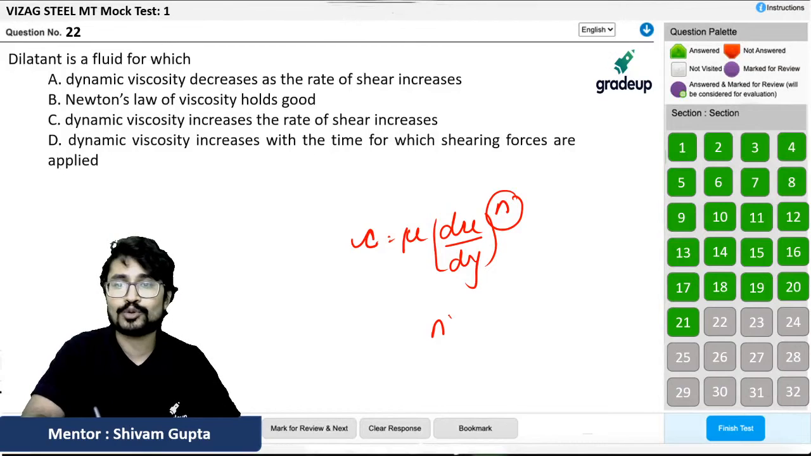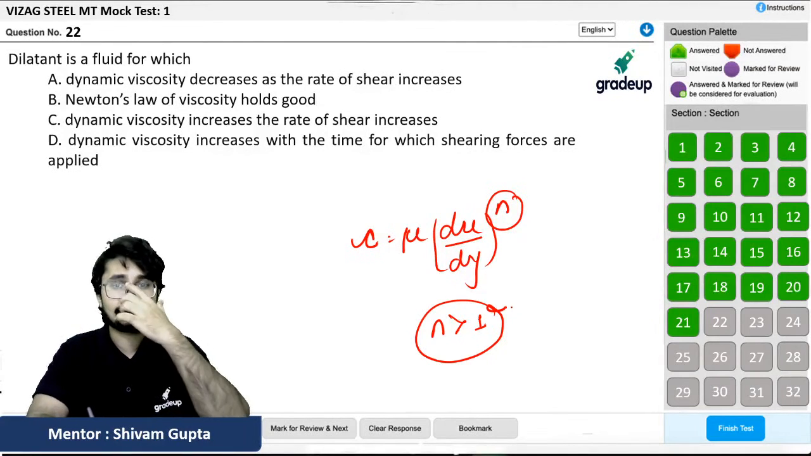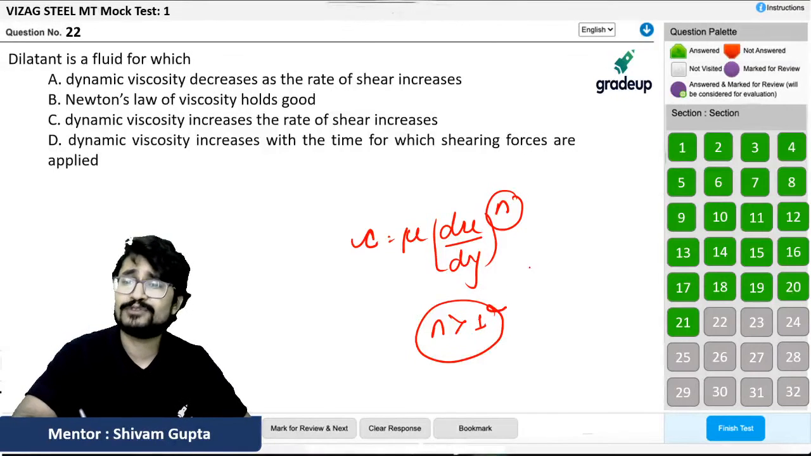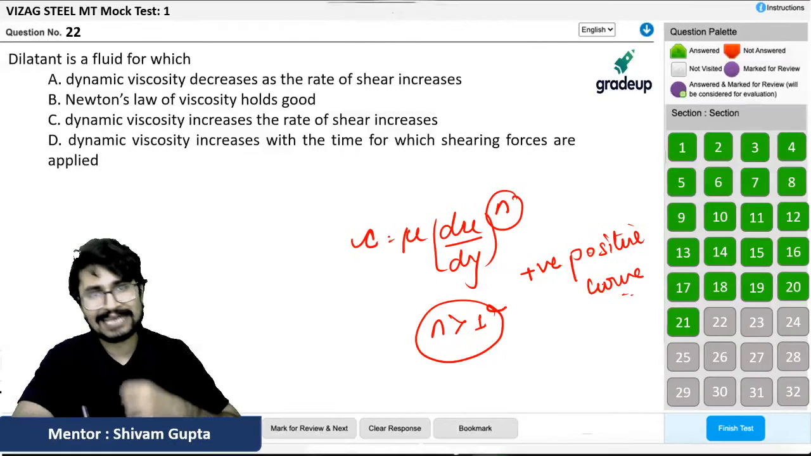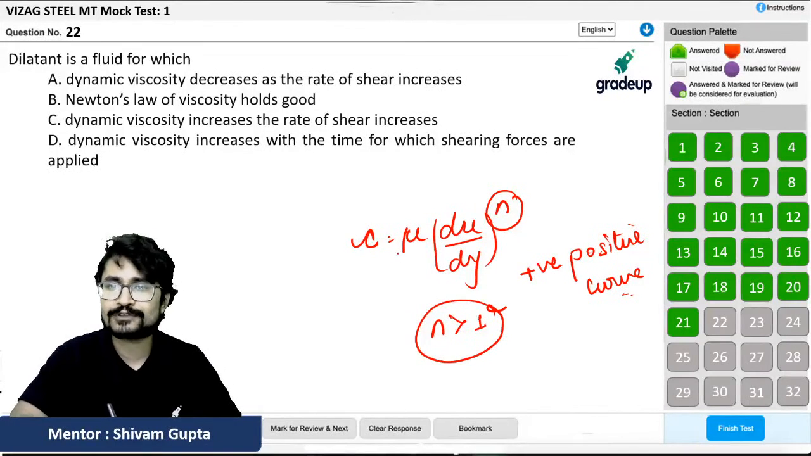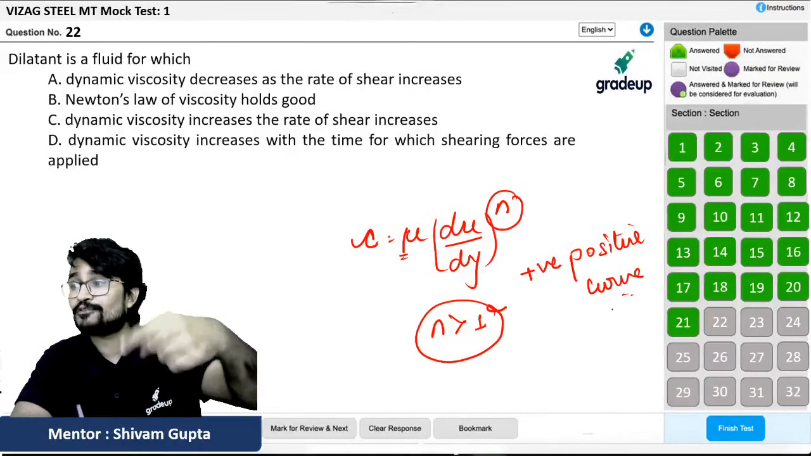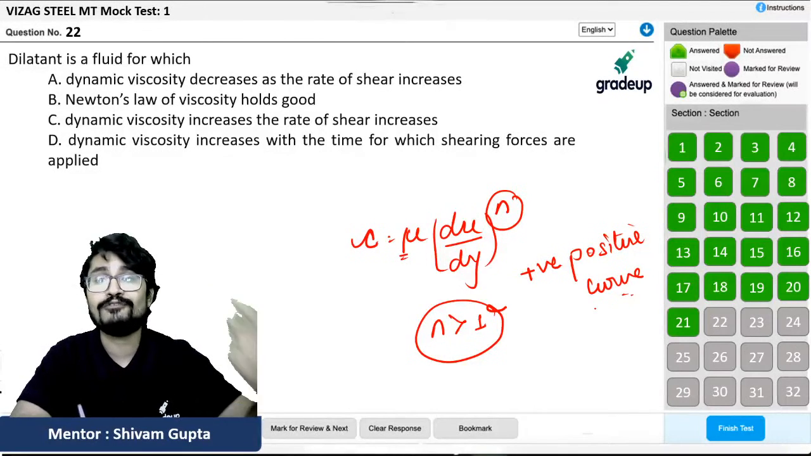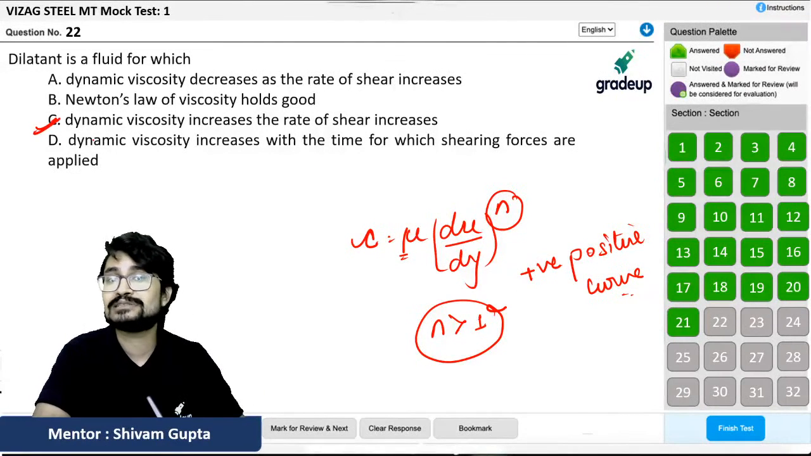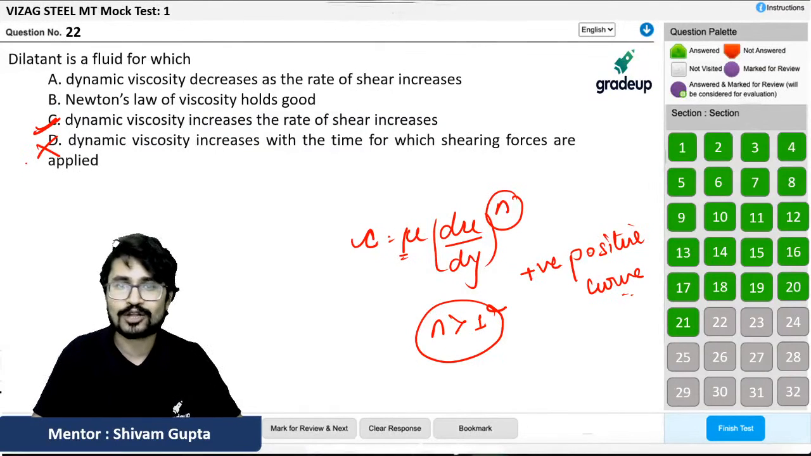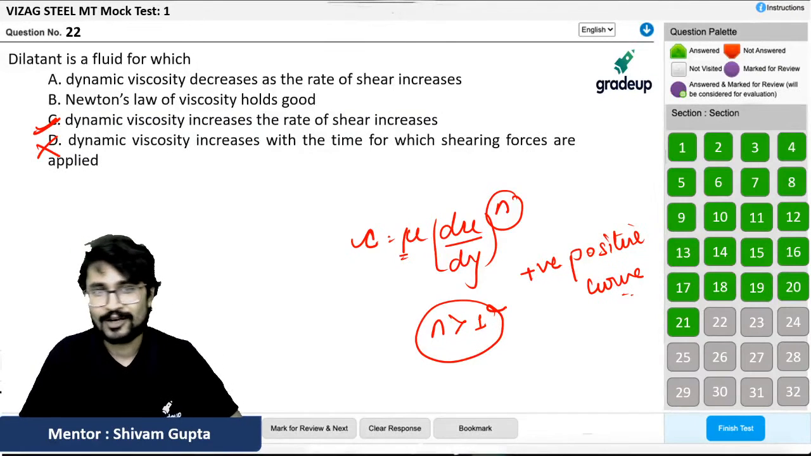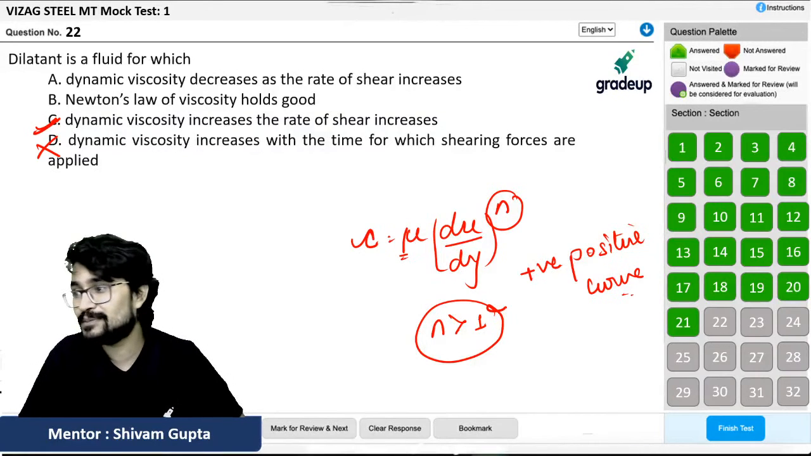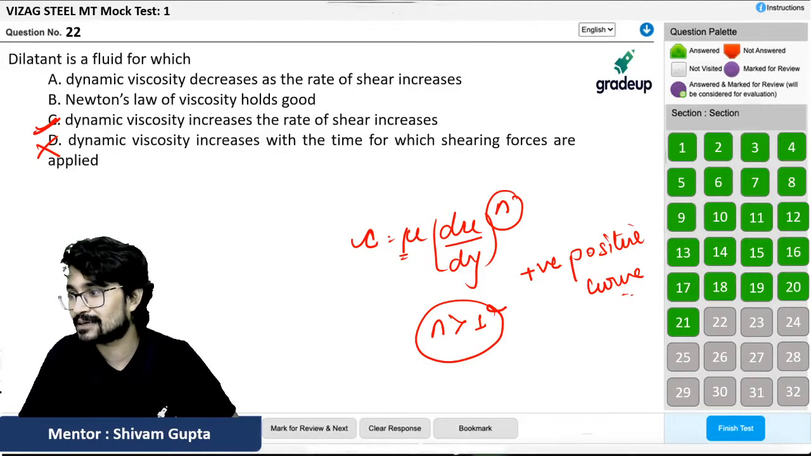For the dilatant fluid, n is greater than 1, and in the graph, n greater than 1 will make a positive curve. So for the positive curve, we can definitely say that dynamic viscosity will increase with the increase of rate of shear stress. So answer will be option number C, not option number D. Option number D will not be the correct answer. Option number C will be the correct answer.